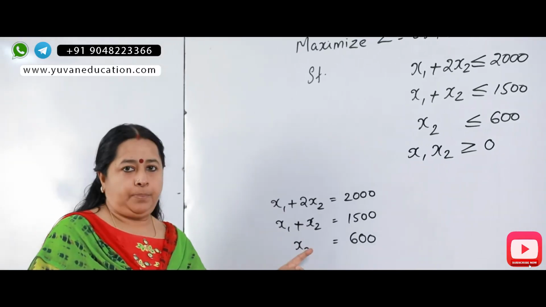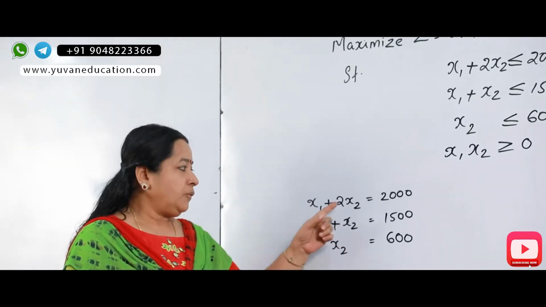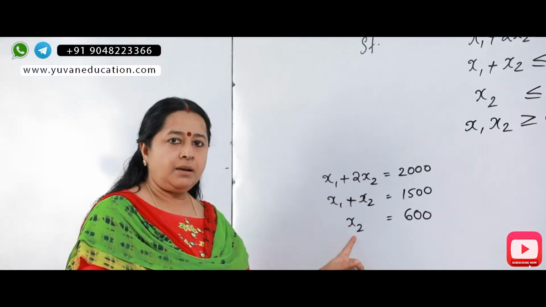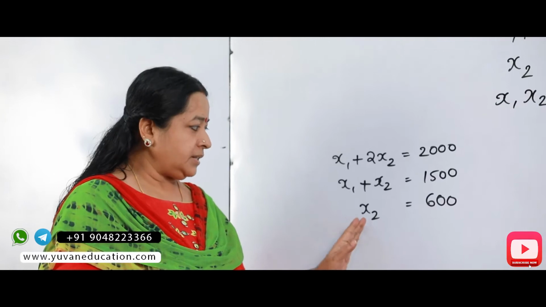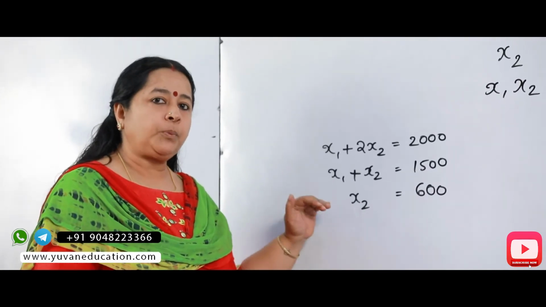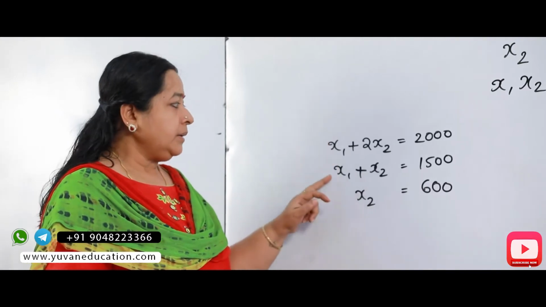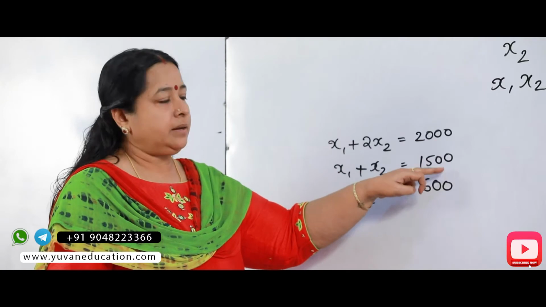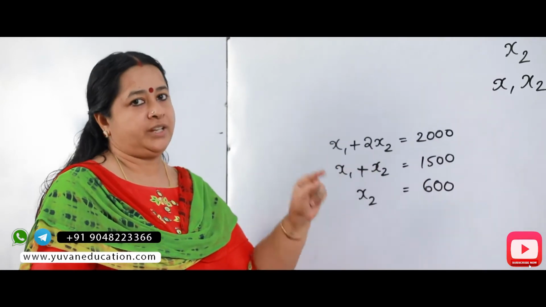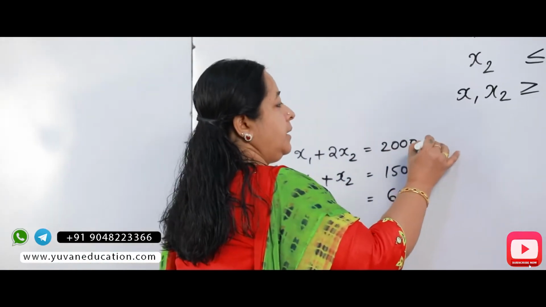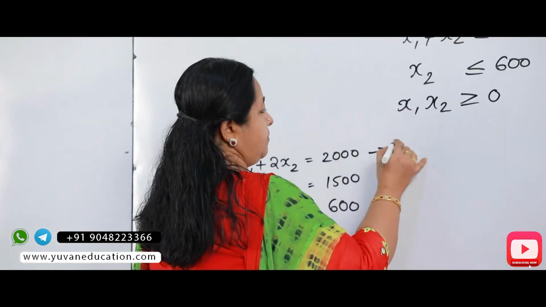Let us develop points for these two constraints. This has only one variable and no other, that is x2 is equal to 600 only. So no need to put points. Here there are two variables and equalities are there. So we have to put points for construction of the graph. See how to put points.